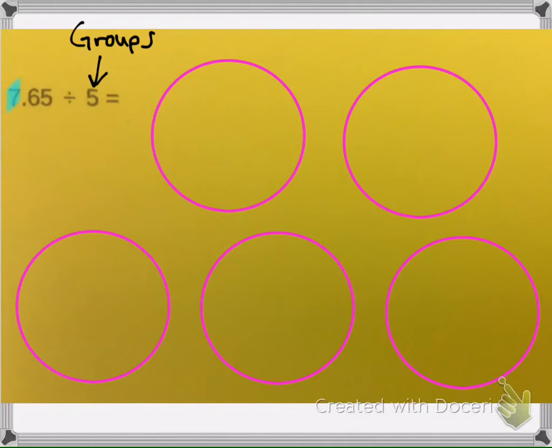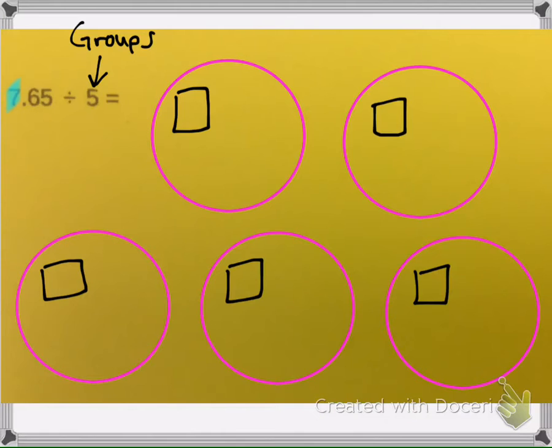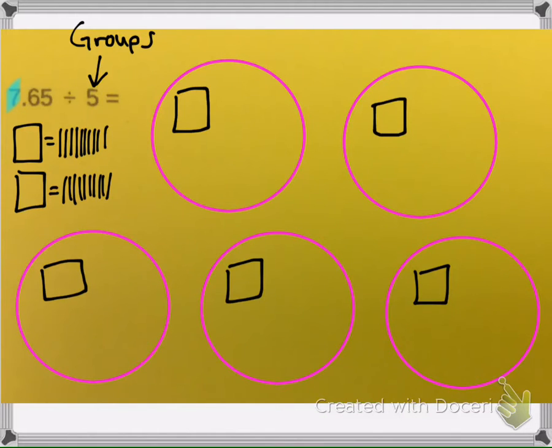And I start with 7 wholes. So because I do have more than 5 wholes, I can give 1 whole to each group, and then I'll have 2 wholes left over. I'll draw them over here on the side so that I can remember that I need to regroup them. So each whole represents 10 tenths, which means I have 20 tenths.